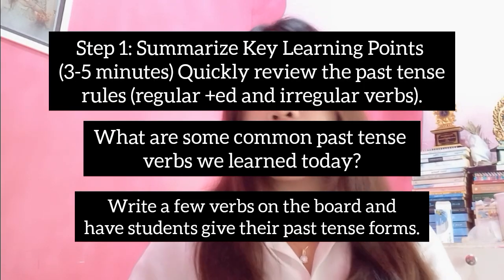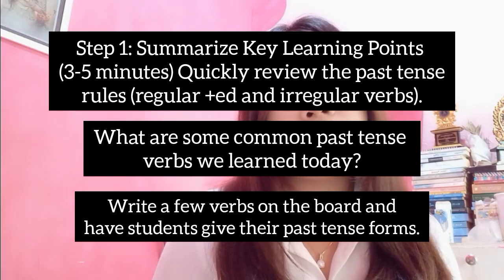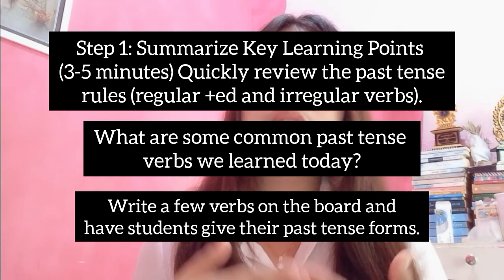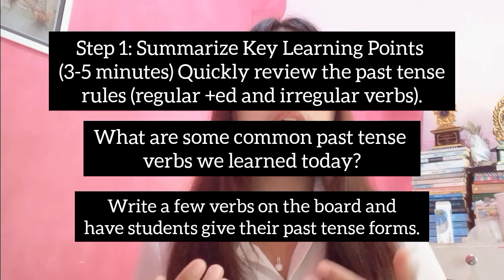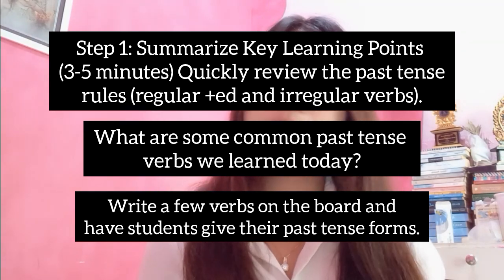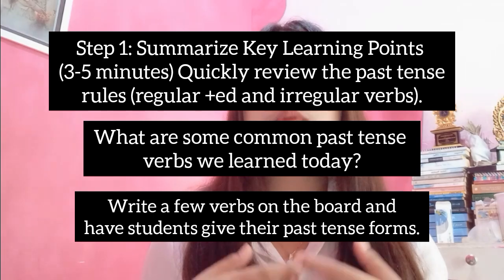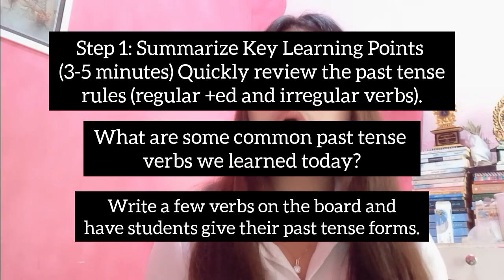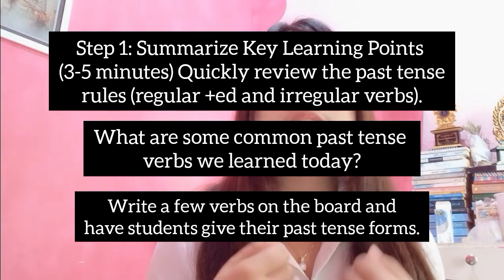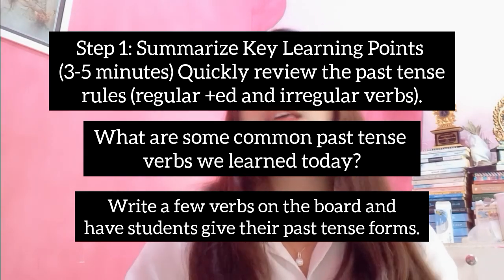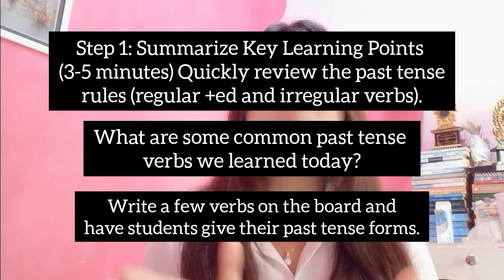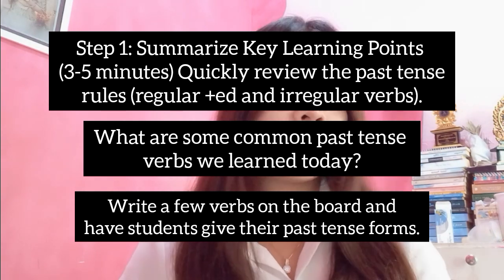So after I explain the opening activities, I will explain the closing activities. First, I will start by summarizing the key learning points within 3 to 5 minutes. It can make the students review the past tense rules, like regular, ed, and irregular verbs. And then I will ask the students to write a few verbs on the board and give their past tense forms. I also ask, what are some common past tense verbs we learned today?